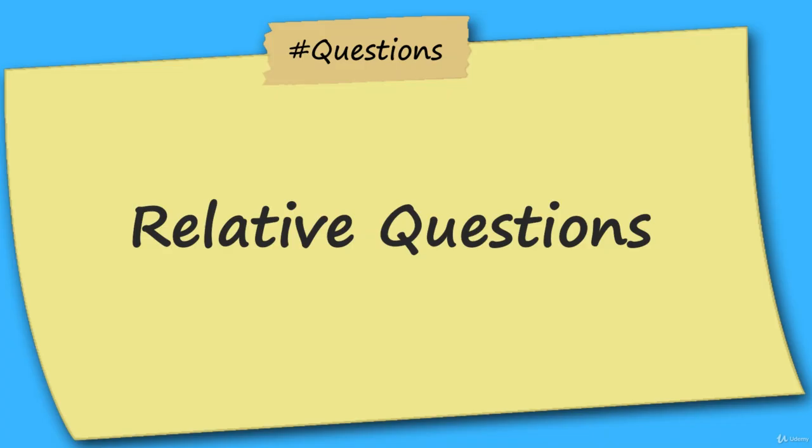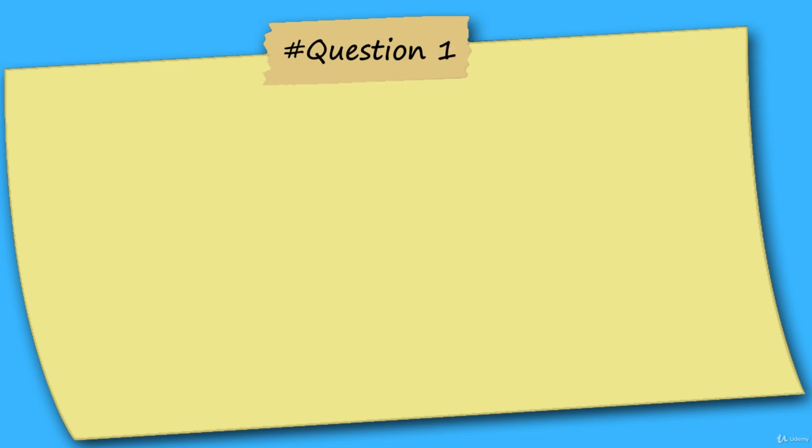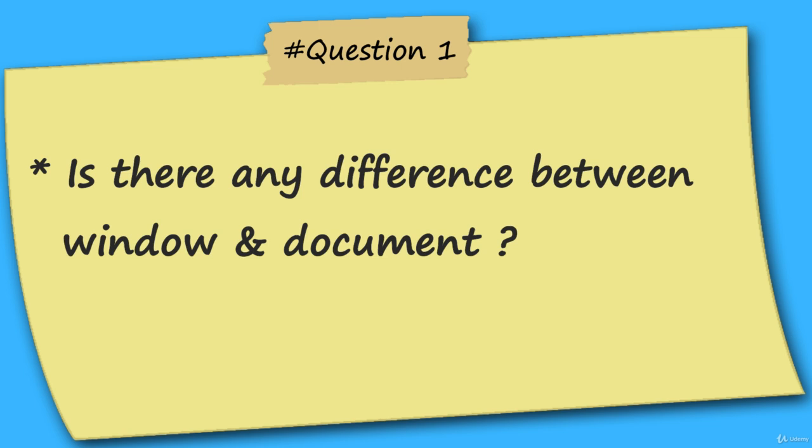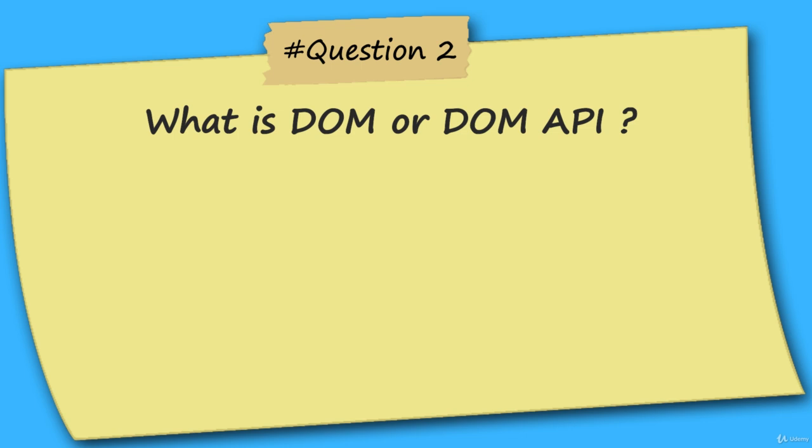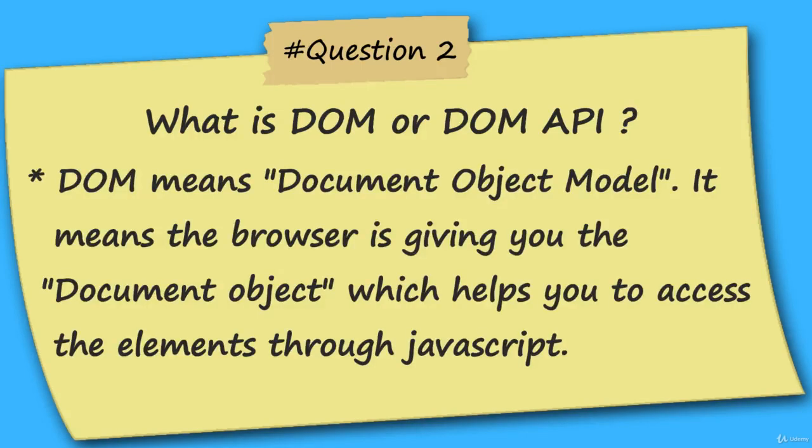Let's discuss different ways of asking this question or relative questions to this topic. The question can be, is there any difference between window and document? So we have already discussed this. The next question, what is DOM or what is DOM API? So the answer can be, it is the document object model. That means the browser is giving you the document object which helps you to access the elements through JavaScript. It is also referred as the DOM API.